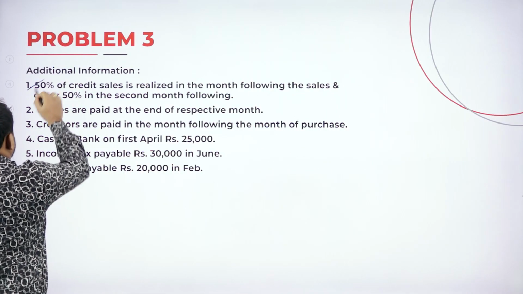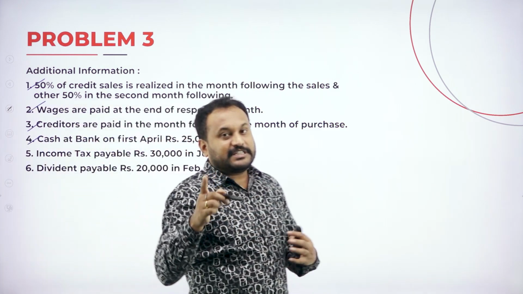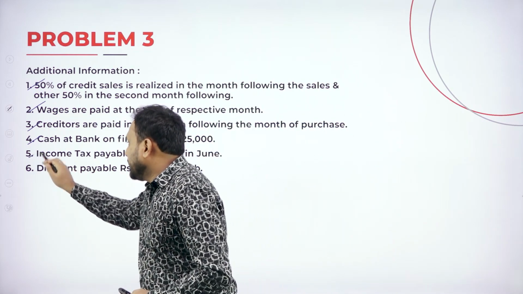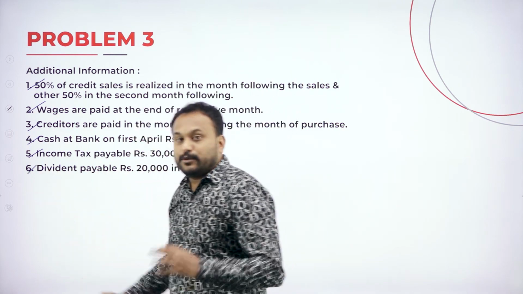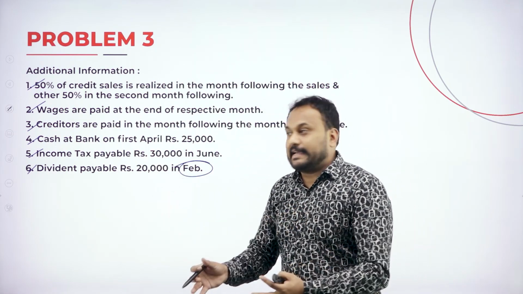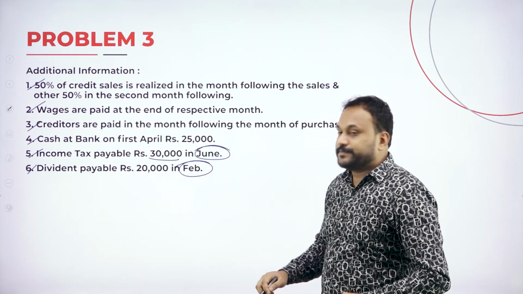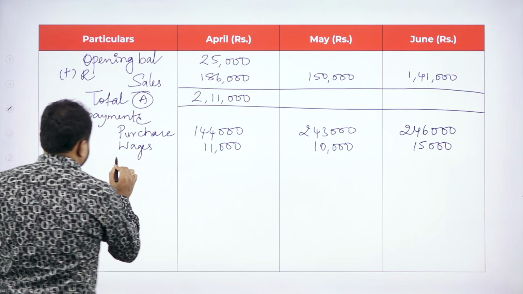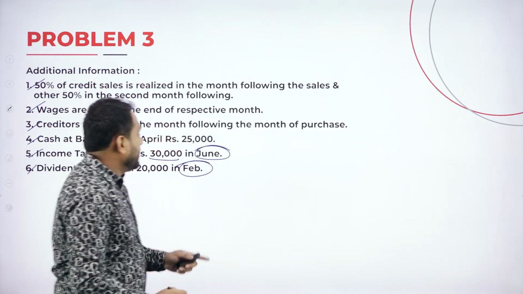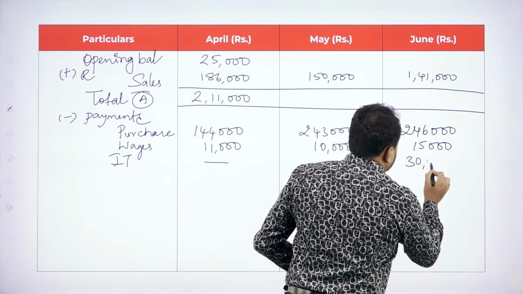Next, purchase is done, wages is done. Credit is also done. Next is cash at bank on 1st April. Now we have taken that as an opening balance, so even this is done. Next two is income tax and dividend, but I told you that dividend we are not supposed to take because it's in the month of February, which we are not calculating. So income tax payable is how much? 30,000, and it is in the month of June. So we'll go with income tax in the month of June. That is 30,000 rupees. So we'll write here 30,000.